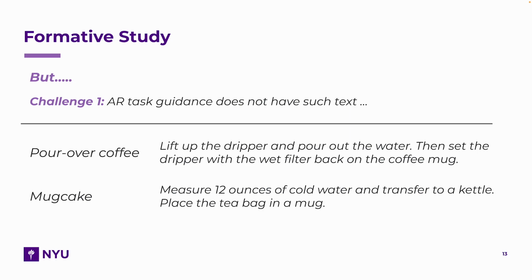The first challenge is that AR task guidance has a really different form of text. For example, in the recipe for making a coffee, we have text like, lift up the dripper and pour out the water. We can see that this text is more related to specific actions and objects.